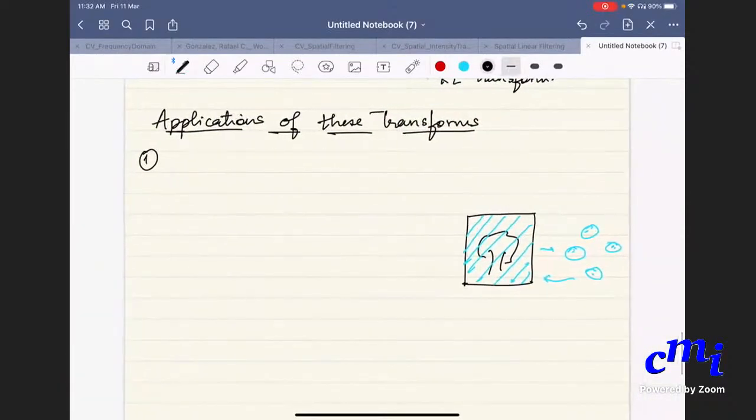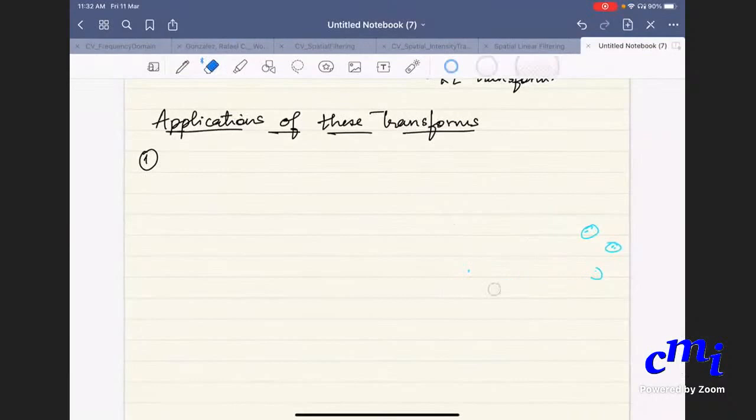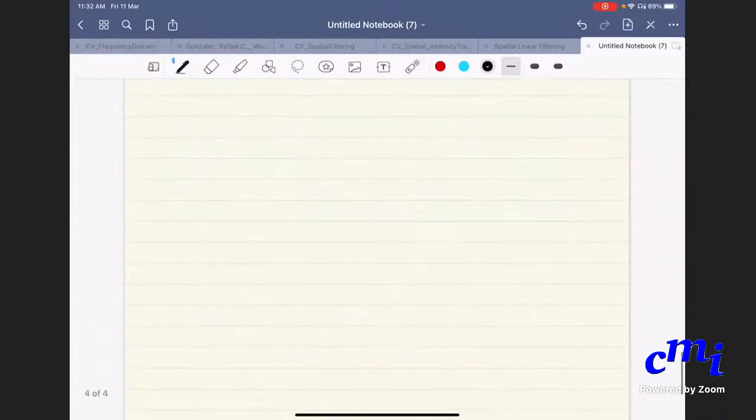So I will write down these applications later when I complete these notes. Okay. Another important use of frequency domain transformation is image compression. It performs image compression also in a much more efficient way. So these are some applications.